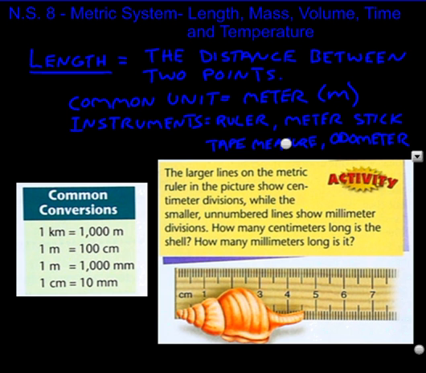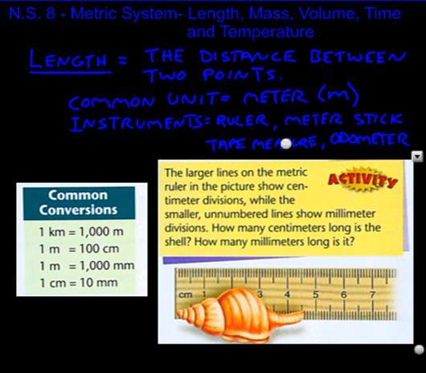Let's do an example from the Prentice Hall Science Explorer book. The larger lines on the metric ruler in the picture show centimeter divisions, while the smaller, unnumbered lines show millimeter divisions, or a millimeter is the same as a tenth of a centimeter. Remember, there's 10 millimeters in a centimeter. So how many centimeters long is the shell? How many millimeters long is it?